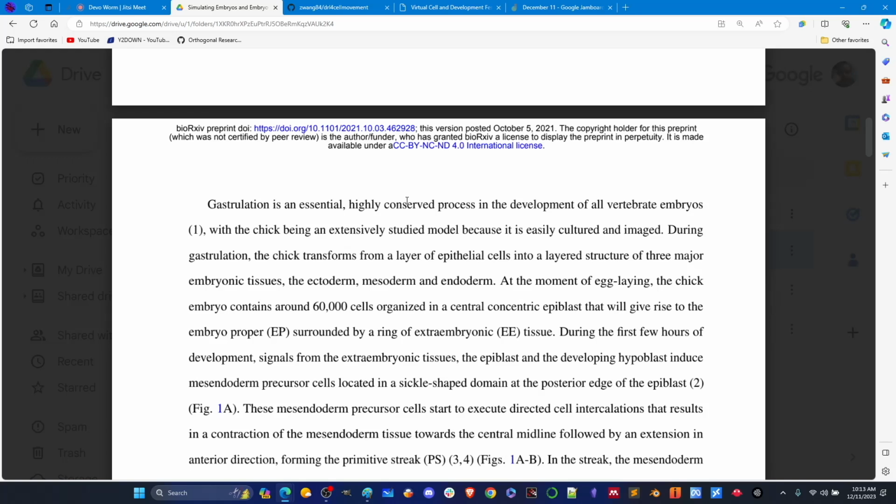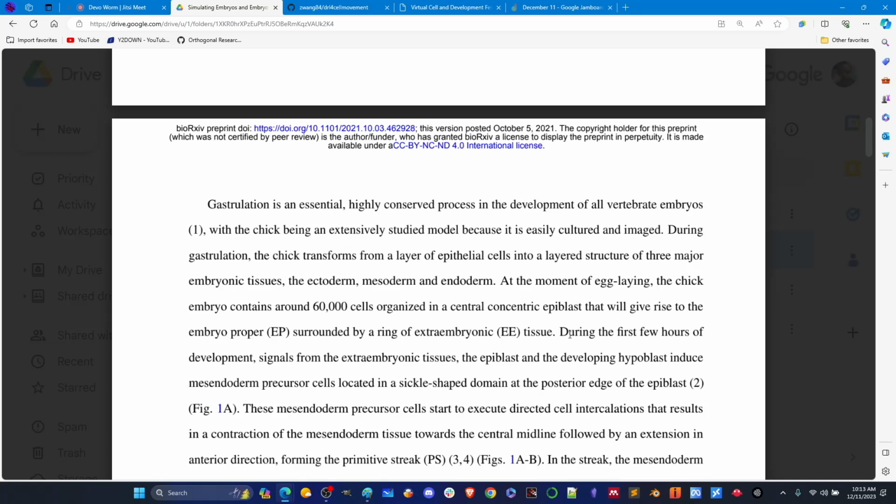So gastrulation is this essential, highly conserved process in the development of all vertebrate embryos, with the chick being an extensively studied model. During gastrulation, the chick transforms a layer of epithelial cells into a layered structure of three major embryonic tissues. At the moment of egg laying, the chick embryo contains around 600,000 cells organized in a central concentric epiblast that will give rise to the embryo proper, surrounded by a ring of extraembryonic tissue. So this is like when you crack an egg and you have the yolk and everything.